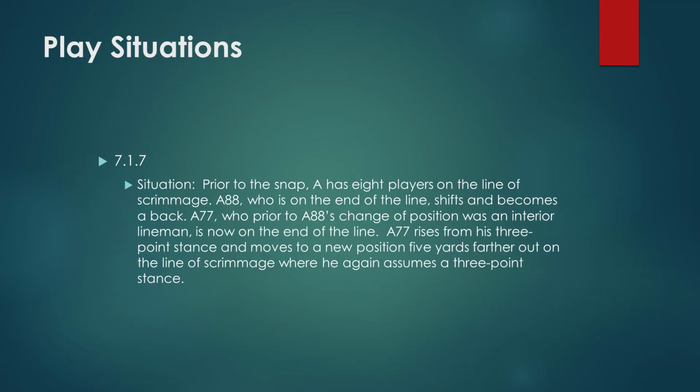Situation 7-1-7. Prior to the snap, Team A has 8 players on the line of scrimmage. A88, who is on the end of the line, shifts and becomes a back. A77, who prior to A88's change of position was an interior lineman and is now on the end of the line, rises from his three-point stance and moves to a new position 5 yards farther out on the line of scrimmage, where he again assumes a three-point stance.